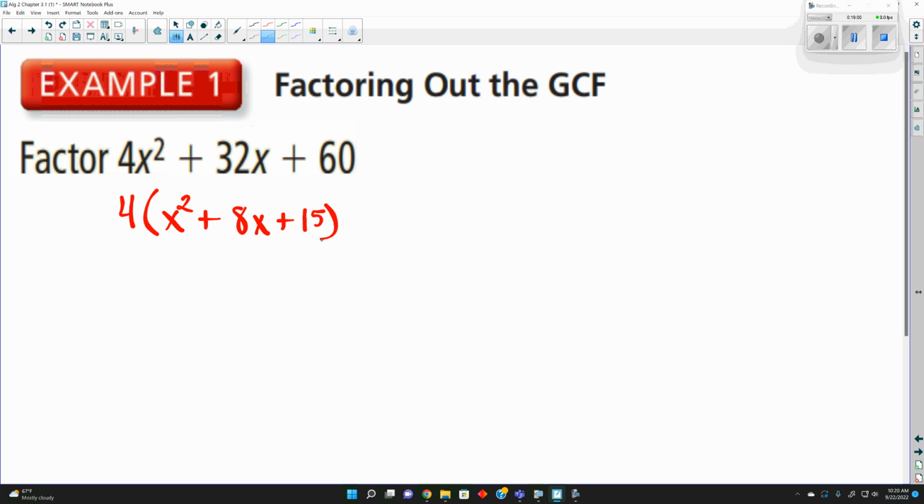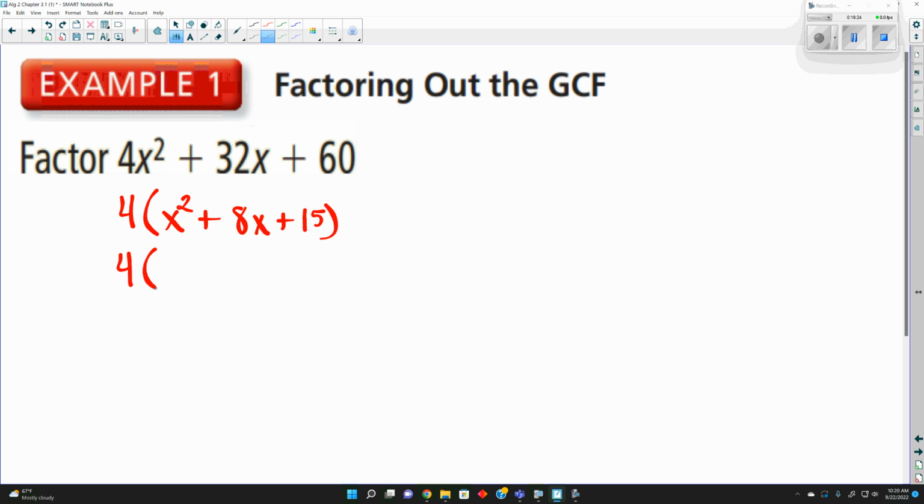And again, you could do that in a calculator. You can do 4 over 4, get 1, so we just have the x squared. 32 divided by 4 is 8. 60 divided by 4 is 15. Questions on this so far? So that takes care of step number 1, greatest common factor.